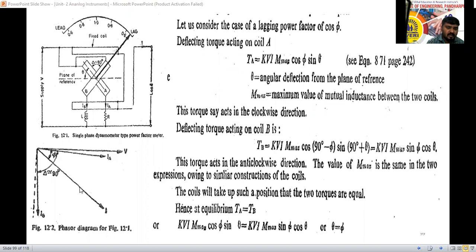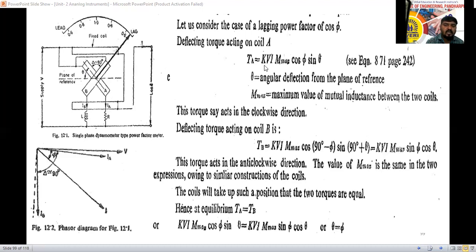And that is related to the phasor diagram, so related to coil A we have considered here. And for the angle we have written here now. And what is the deflection we have to consider? What is the deflection from the reference plane to coil A? Theta. That is called sine theta here now.